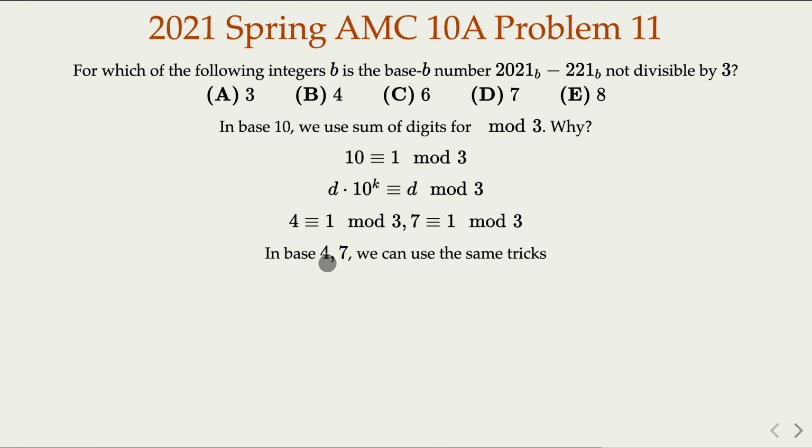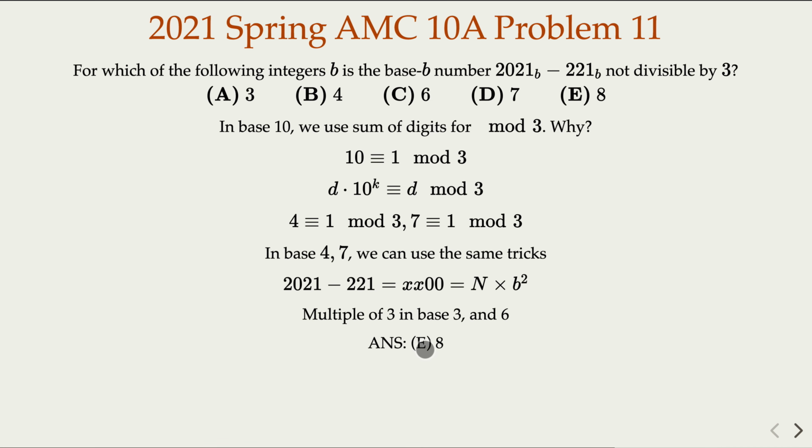Okay, so in base 4 and 7, we can use the same trick. In other words, to check the number mod 3, you simply add the digits in just like in base 10, base 4, base 7. Okay, that's important to know. So which means what? Which means here 4 and 7 are not the choices. And here you have 0, 0 is b squared. So we know that multiple of 3 in base 3 and 6. Okay, so the only remaining one is number 8. So base 8, that is true. Okay.